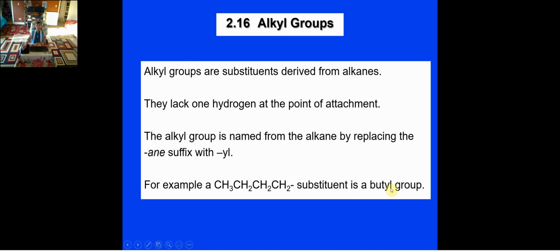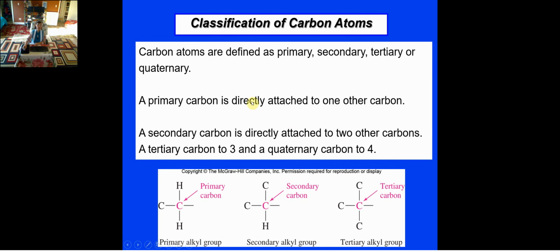This one you call the butyl group. It's a group, it's a substituent. And then carbons, you have different types of carbons. Totally you have primary carbon, secondary carbon, tertiary carbon, and quaternary carbon.